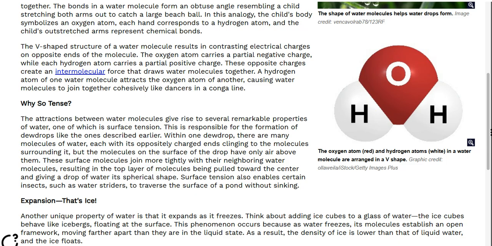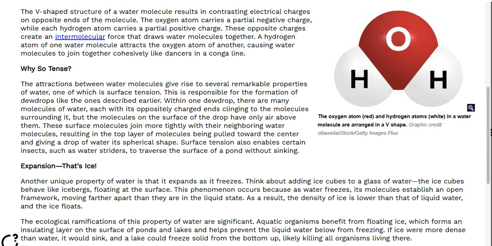The V-shaped structure of a water molecule results in opposite electrical charges on opposite ends of the molecule. The oxygen atom carries a partial negative charge, while each hydrogen carries a partial positive charge. These opposite charges create an intermolecular force that draws water molecules together.